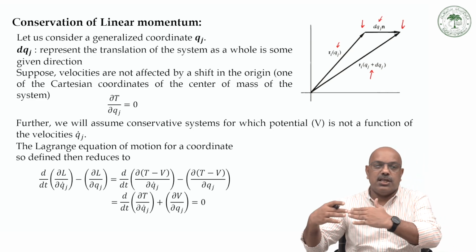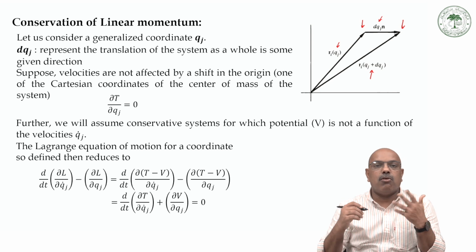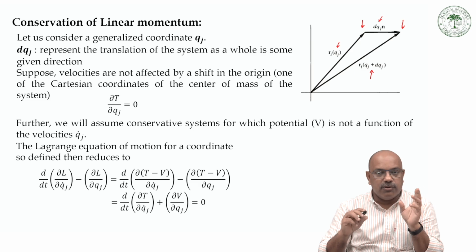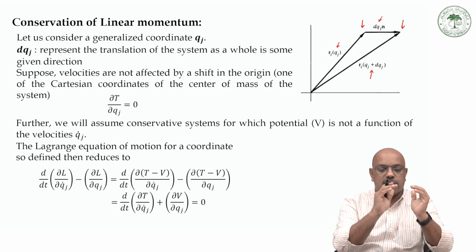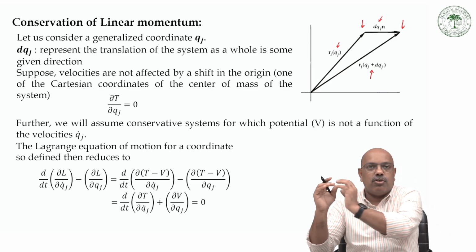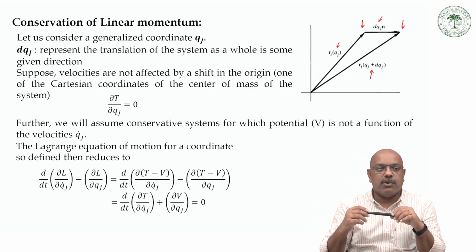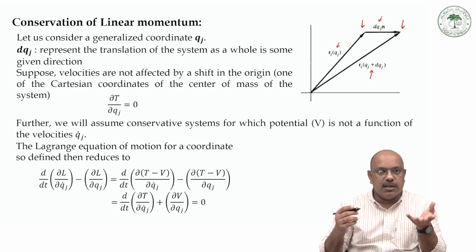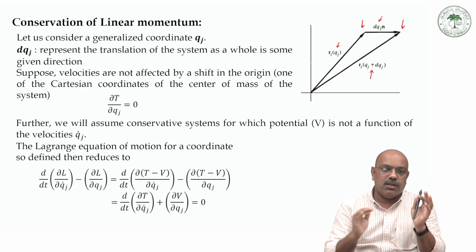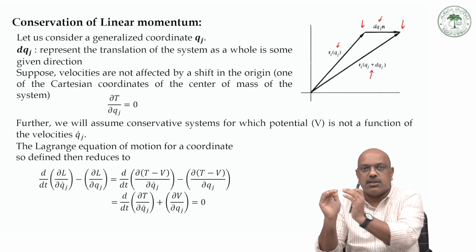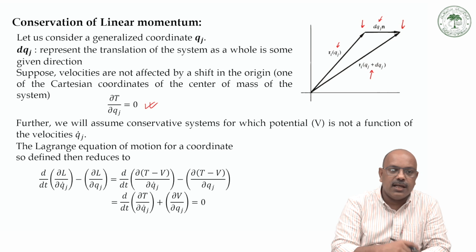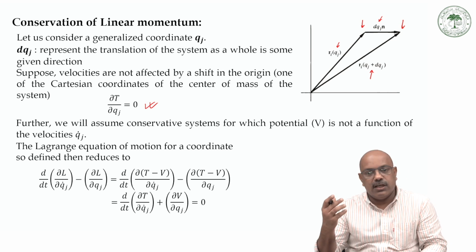This represents the translation, and suppose that the velocities are not affected by the shift in the origin. That is, if you think in terms of Cartesian coordinates, if you shift the origin, then the center of mass velocity is not going to be affected. This is going to be constant. So the kinetic energy is not affected, because the velocity is not affected. So the change in kinetic energy with the translation of this generalized coordinate is going to be 0.